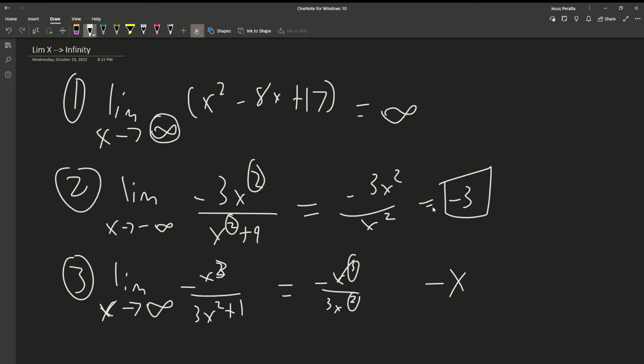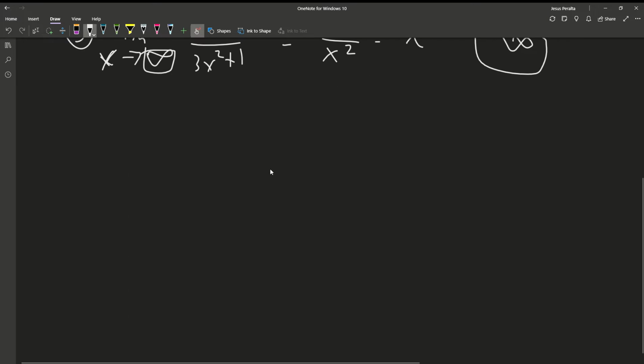Okay, so I forgot that for this, we're not even counting the coefficient. So we're literally just looking at it like this, which is going to be negative x. And we just plug in this number. So we're going to get negative infinity. Sorry, it took me a while. I kind of forgot. We're on to number 4.